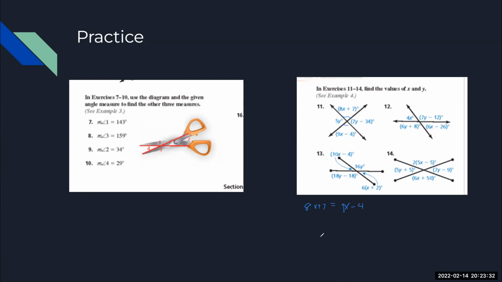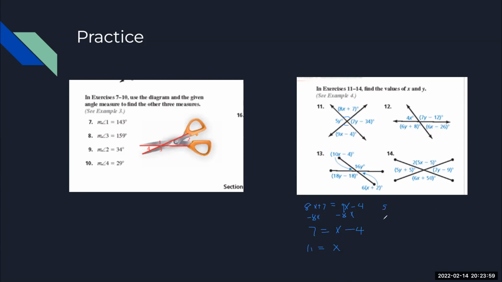You have to move the x's to one side, so I'll subtract 8x on both sides and get 7 is equal to x minus 4. And if you add 4 on both sides, you get 11 equals x. All right, so we solved for x. Now we solve for y.